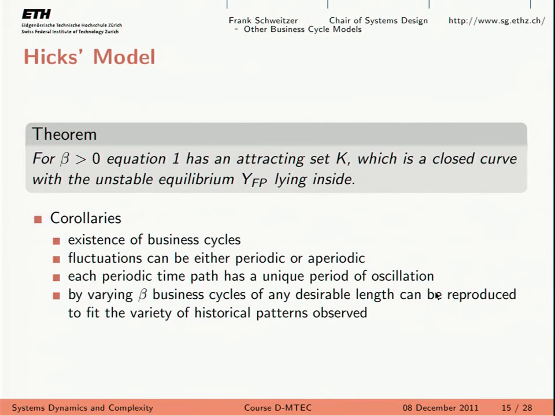So what are the consequences of this so-called theorem? As I mentioned, this proves that business cycles exist because the dynamics are confined. Another good outcome of this model is that fluctuations can be either periodic or quasi-periodic, which is nice because we know that in real life business cycles are not perfectly periodic. And in the Samuelson model, we always got perfect periodicity.